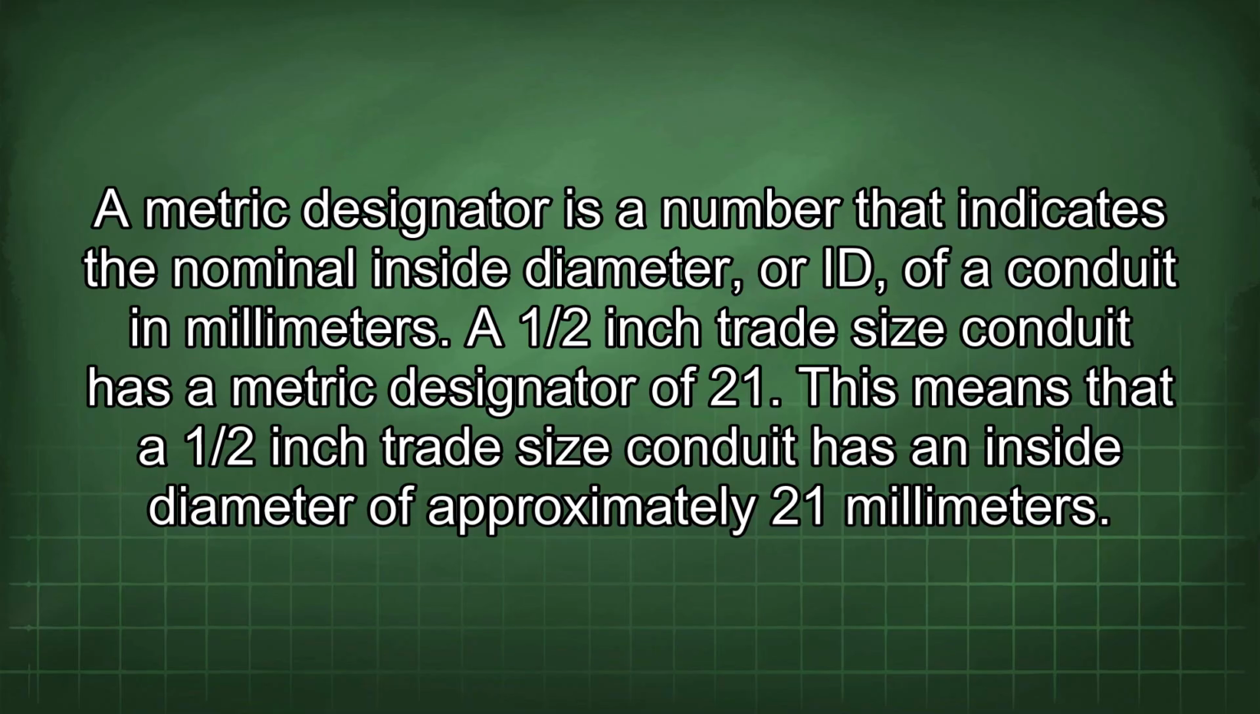Metric designator is a number that indicates the nominal inside diameter, or ID, of a conduit in millimeters. A 1/2 inch trade size conduit has a metric designator of 21. This means that a 1/2 inch trade size conduit has an inside diameter of approximately 21 millimeters.